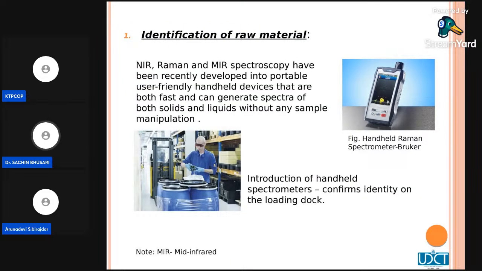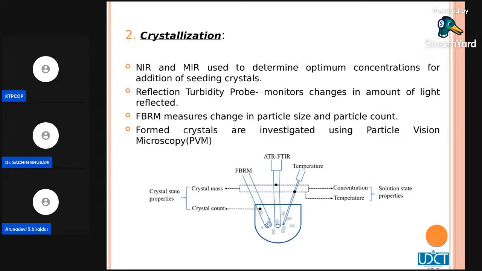For identification of raw material, a handheld Raman spectrometer is there, again by Bruker. You can see a person directly checking the material at the site itself. Mid-IR can be used for this. Then crystallization: an ATR-based FTIR probe is there, FBRM is there, a temperature probe is there. So you can measure the crystal size, the exact crystal size also. Because at the last crystallization step, you have to add some seed crystals, so the size of the crystals generated in the bulk has to be monitored.